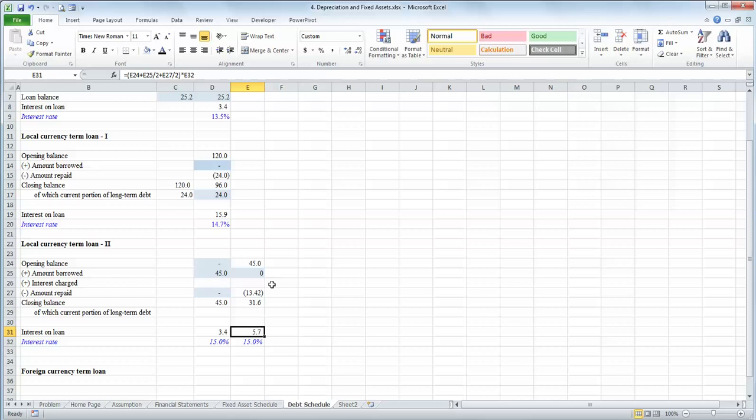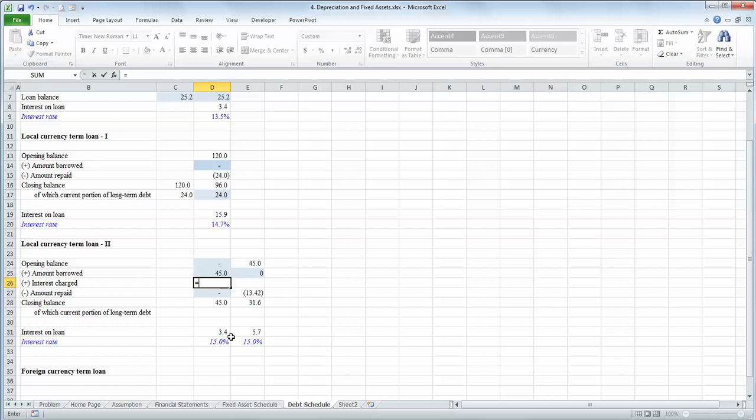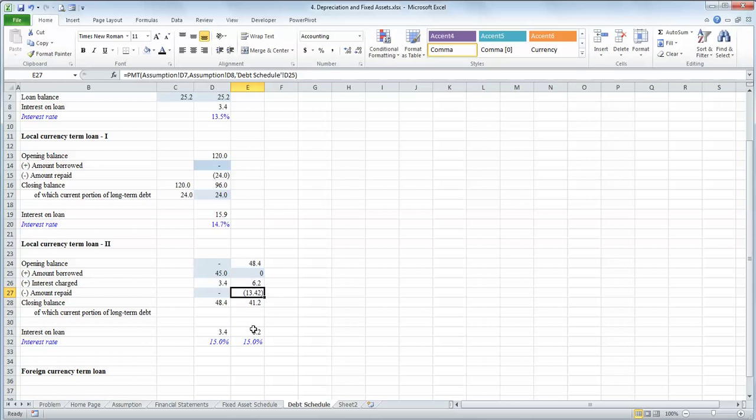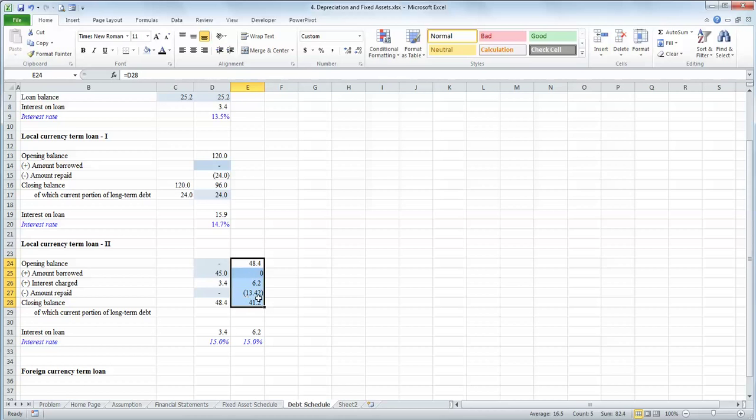So what we'll do is, in both the years we'll add the interest on loan to our debt schedule, so that adjusts the company's loan here. So we have the schedule built out all the way up to 2014. Now here again a few more adjustments are required.